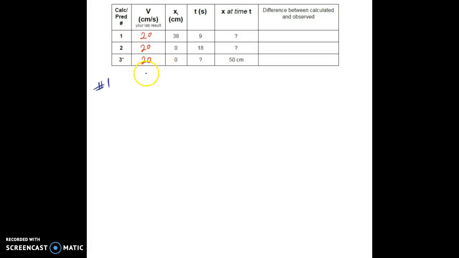For number one, I'll make my sketch, and there's my object at time equals 0. I know that it's going to move the whole time with a velocity equal to 20 centimeters per second, and it's going to be somewhere at 9 seconds, which is given, and the position at that point I don't know. That's what we want to predict. That's the position at time t, and the position initially is given as 38 centimeters. So this is a sketch that goes along with this given information.